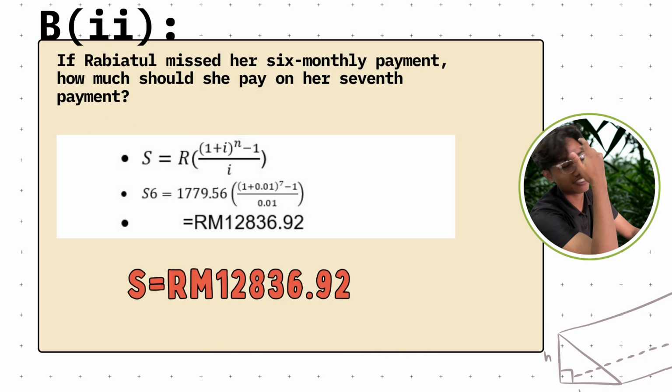For part 2, Rabatul does not pay for the first 6 months. Those installments accumulate interest, so we use the future value of annuity formula, which is S equals R times ((1 + i)^n minus 1) over i. Substitute R, which is 1,779 ringgit and 56 cents, i equals 0.01 and n equals 7. The total is 12,836 ringgit and 92 cents. So her 7-month payment becomes 12,836 ringgit and 92 cents.